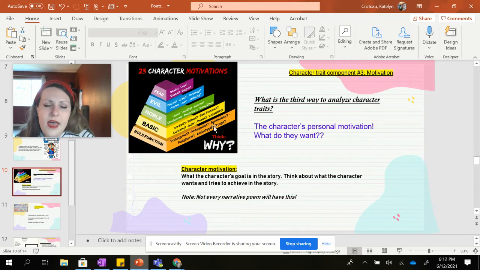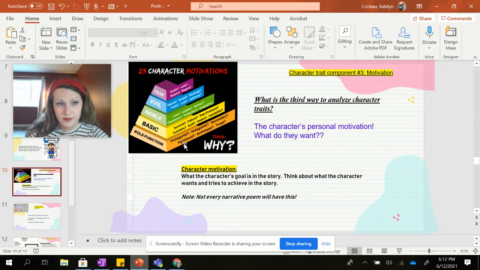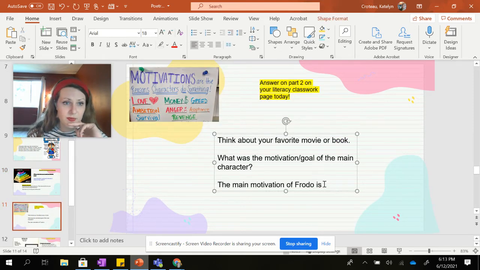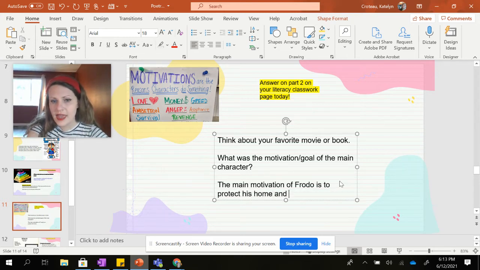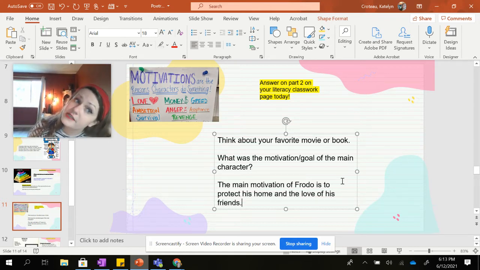I think. I would say, honestly, some of it's protection. He wants to protect his community. He knows if he doesn't go on this quest, the city that he lives in will be destroyed, and probably all of their earth. And I think he's also motivated by love for his friends. There are a lot more complex motivations going on there, but if you don't know the story, I'm not going to even go there. So the main motivation of Frodo is protection, to protect his home and the love of his friends.